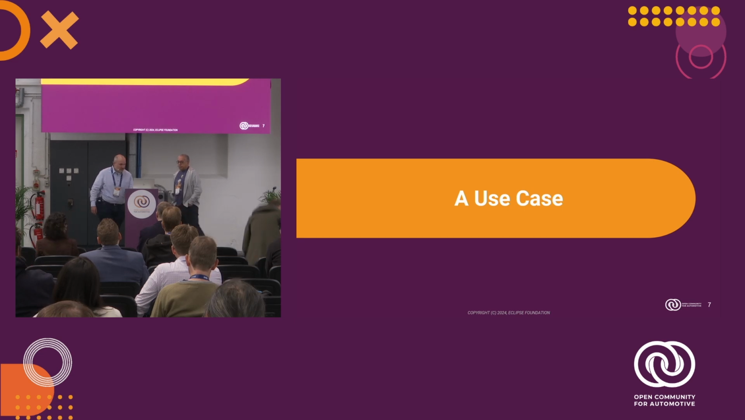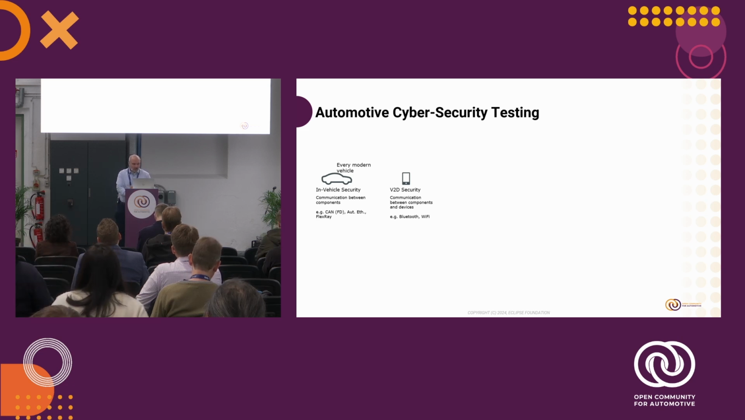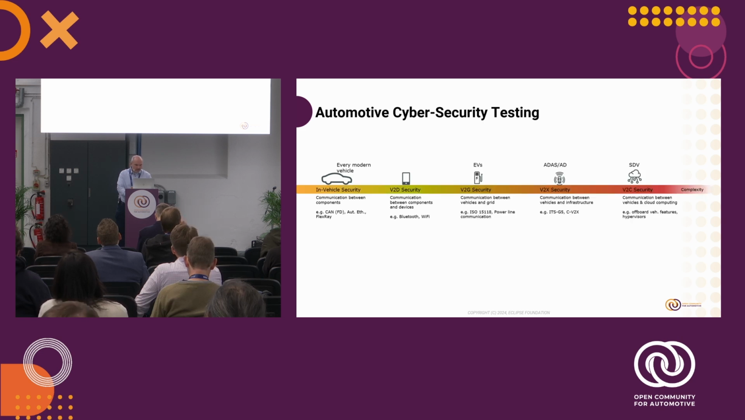So let's look into the use case we selected: automotive cybersecurity testing. Everyone of us knows software, the amount of software in the vehicles is growing, the connectivity is growing. So every modern vehicle has in-vehicle security. We have connections to mobile phones using different interfaces, but there's more. We also have the charging stations where we have connections in place. Then we have vehicle-to-vehicle, vehicle-to-environment connections, and we also have more and more the connection to the cloud.